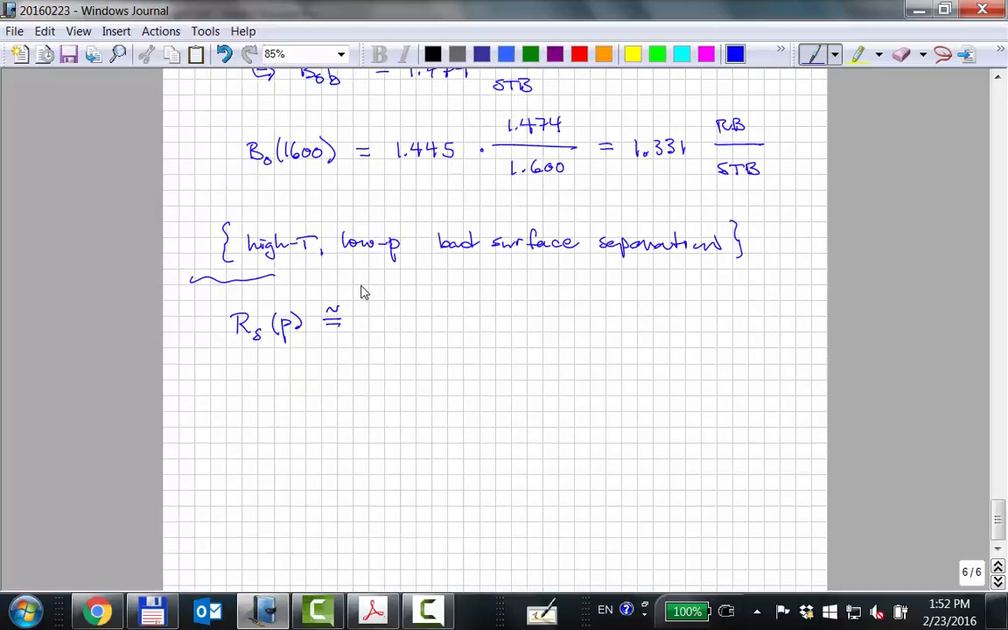So there's also an equation that can be used for this, and it's RSB minus RSD at the bubble point minus RSD at our pressure, times BOB over BO differential at the bubble point. This is the same number here.